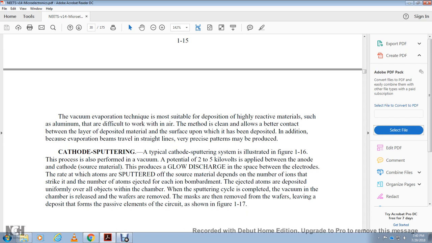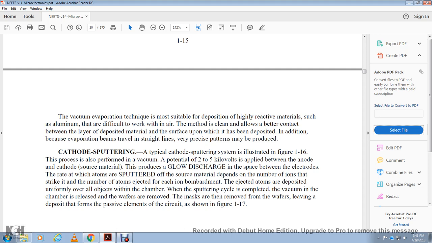Or cathode sputtering. A typical cathode sputtering system is illustrated in figure 116. Sputtering is performed with a vacuum potential of 2 to 5 kilovolts applied between the anode and the cathode source of the material, producing a glowing discharge in the space between the electrodes. The ions strike the source and atoms are sputtered off of the source material, depending on the number of ions and the number of atoms ejected by each bombardment. The ejected atoms are deposited uniformly over the objects in the chamber. The sputtering cycle is complete when the vacuum in the chamber is released.